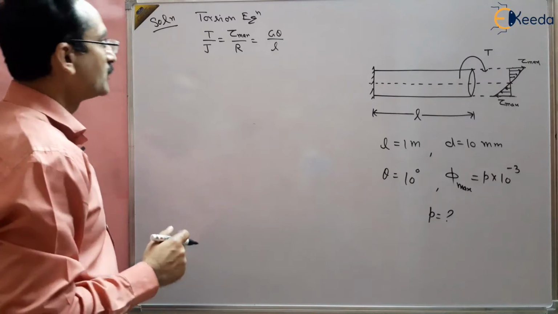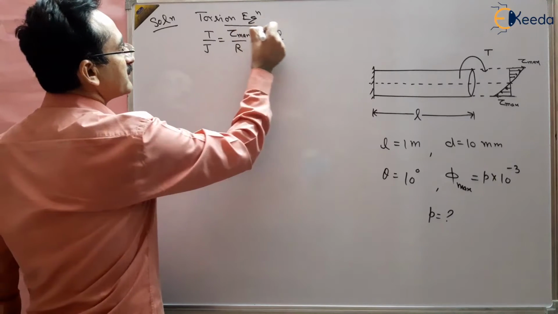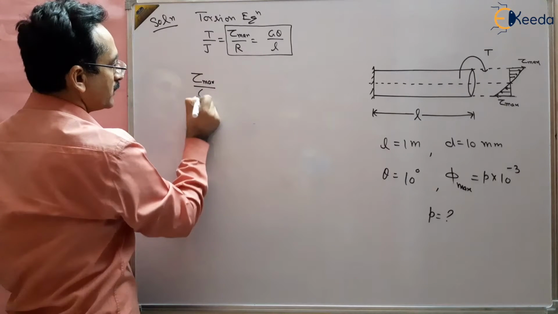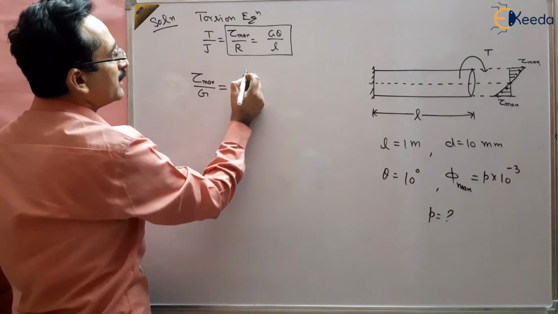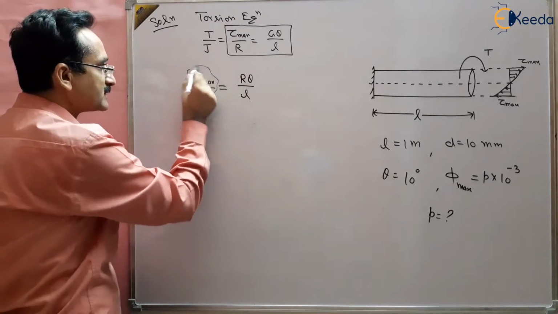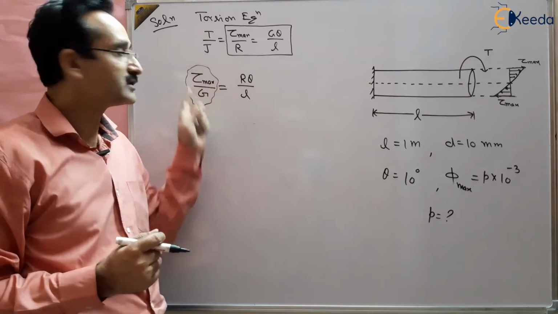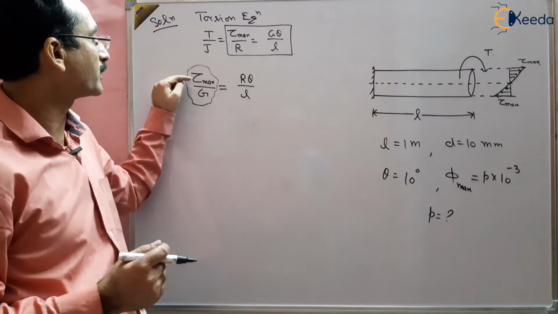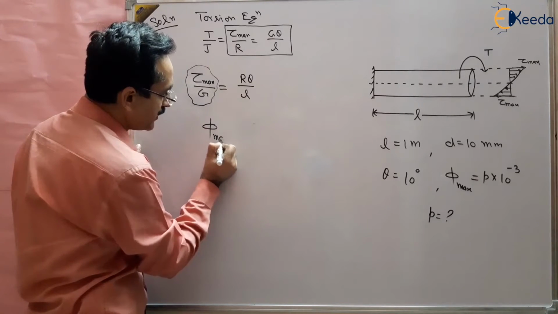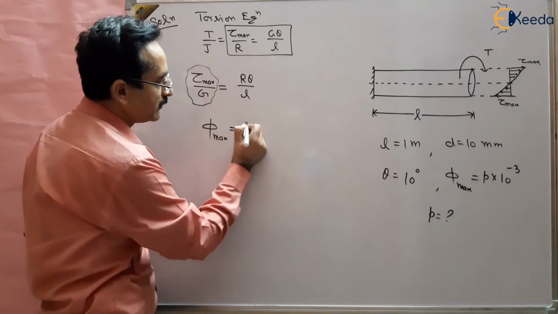So from here, in this part of the equation, we can write tau max upon G, the modulus of rigidity, is equal to R theta upon L. And what is this value? This stress upon modulus of rigidity is the shear strain, right? Maximum shear strain, because we are talking about maximum shear stress. So this is basically the maximum shear strain. Strain is stress upon modulus of rigidity, that is maximum shear strain, and that is equal to R theta upon L.